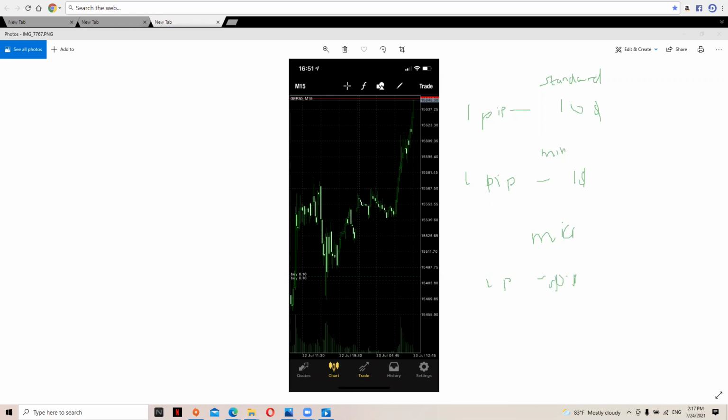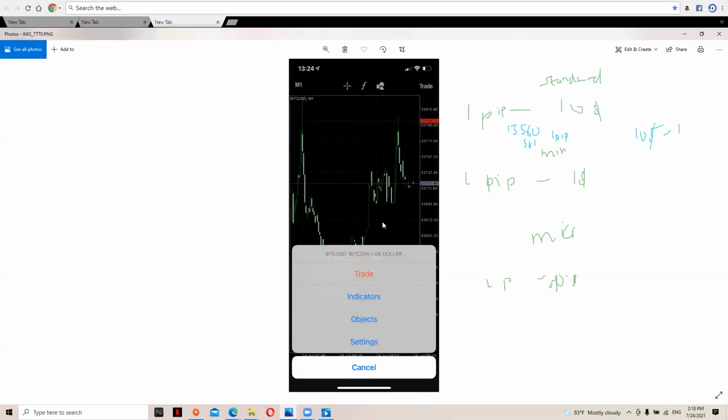Now, what's the difference between these three? This means that if you are going to enter Germany 30, from the previous example that I made, you enter at, let's say, 15,560, and the price goes to 15,561. That means you are up by one pip. And if you're using a one standard lot size, that means you're going to make $10 per one pip movement. I hope I'm making sense. Let's make another example so you understand me clearly.